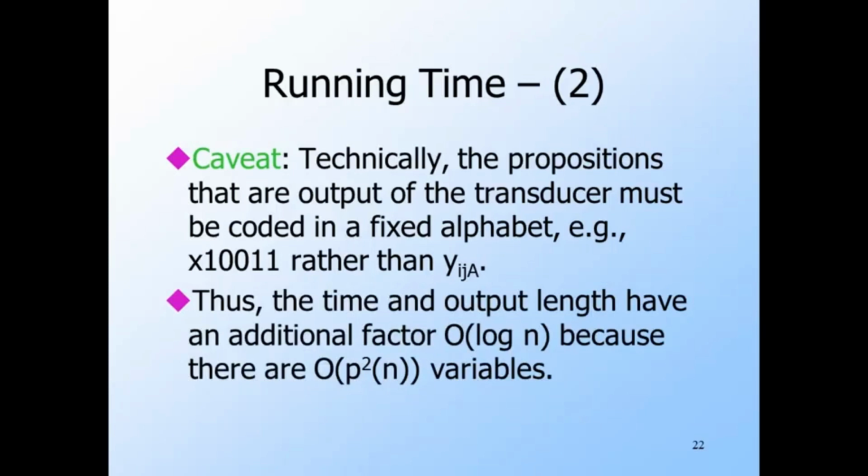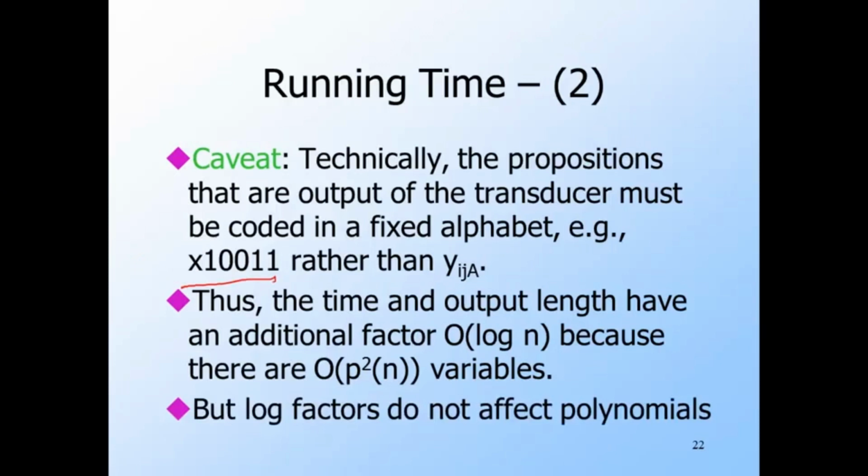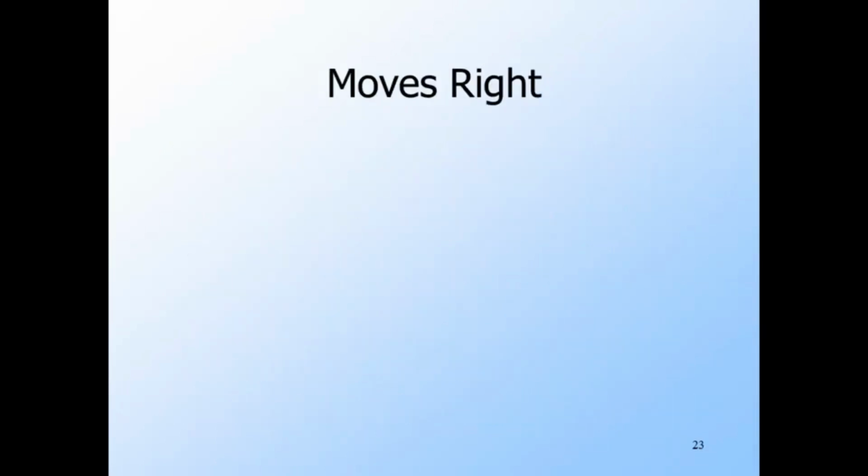We agreed to represent a variable by the symbol x followed by an integer in binary, like this. To represent order p squared of n variables requires integers whose length is order log n. But this is no big deal. A factor of order log n is less than a factor of n, so all it can do is raise the degree of a polynomial by 1, not even that much. So in what follows, we're going to ignore factors of log n and just assume we can write down a propositional variable in constant time and space. We're now going to start working on moves right.